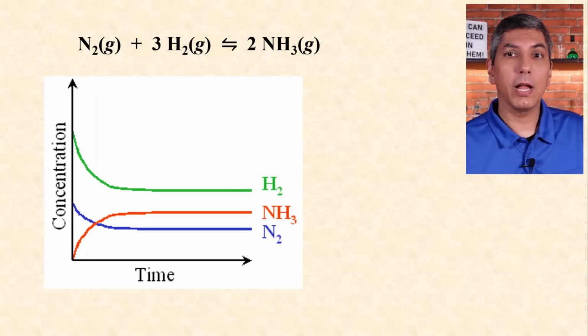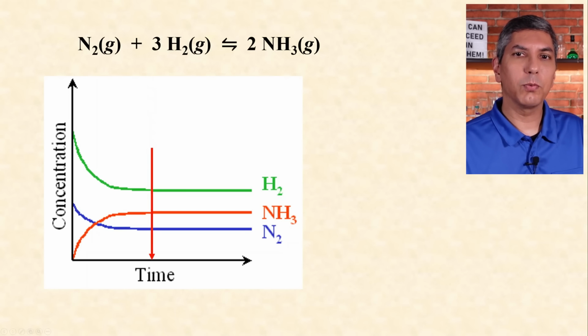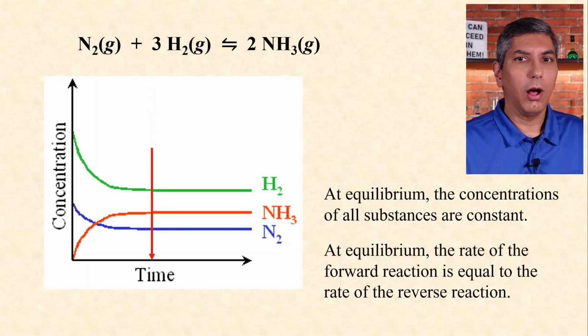On this graph plotting the concentrations of reactants and products in a reaction, we can say that this point is where equilibrium is established, because after that point, all substances in the reaction maintain a constant concentration.